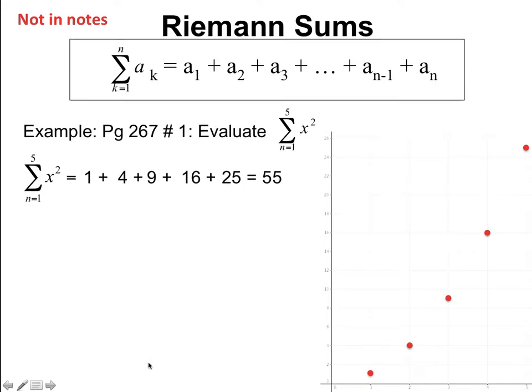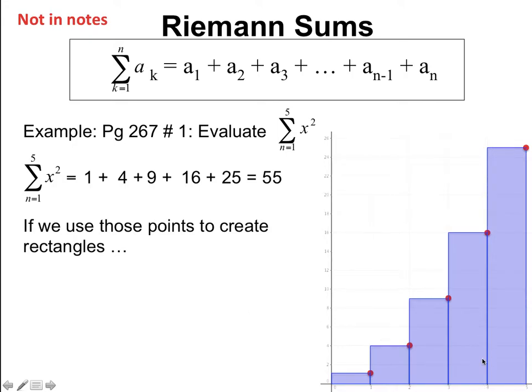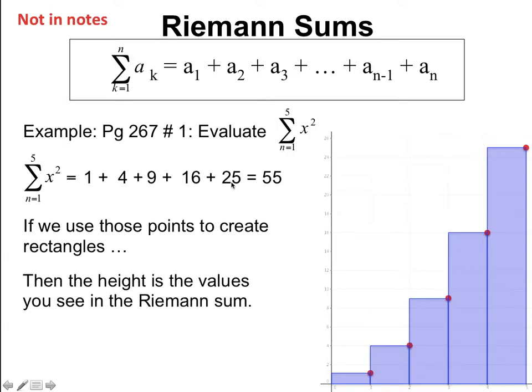So the 1, 4, 9, 16, and 25 are the y coordinates, the y values, the function values. And so if we think about this then, this Riemann sum, this sum of values, it's kind of random, but they do follow a pattern. The pattern's x squared. We can incorporate this and apply it to our approximations. So in other words, we're going to use these points and create rectangles in this space. So the first rectangle looks like this, the second, the third, the fourth, and the fifth. If you notice, the values 1, 4, 9, 16, and 25 happen to be the heights of the rectangles we would use for an approximation.